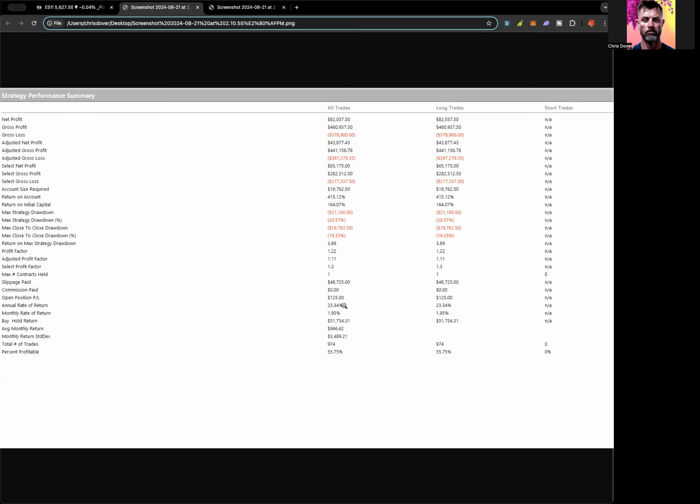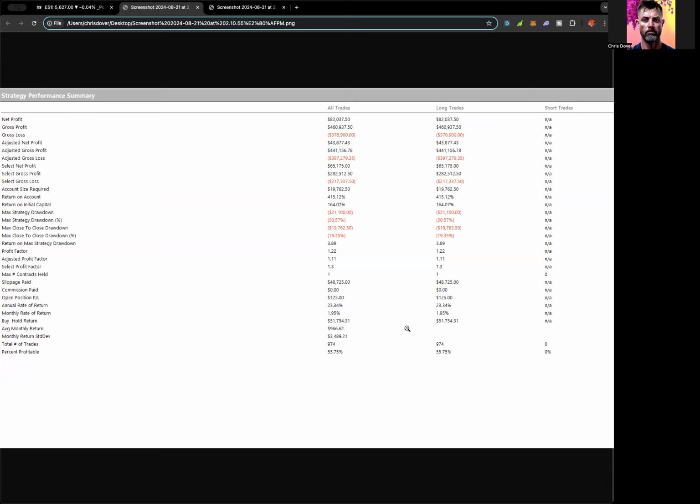But what I really like is this is almost a 2% monthly rate of return. And we're just talking about one futures contract on a $50,000 account, just trading. We're not optimizing. We're not using position sizing or risk management. We're not using options. So that's the key. The average monthly return is $900. I've made $900 on a single trade recently.